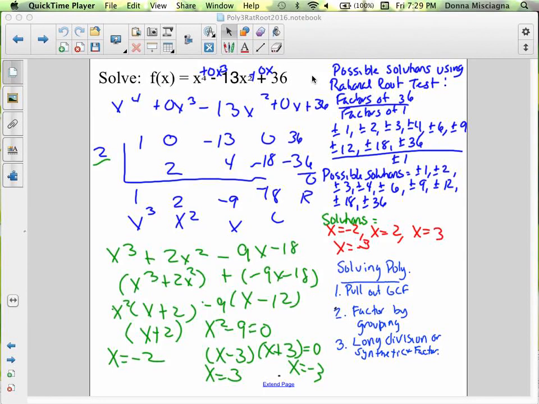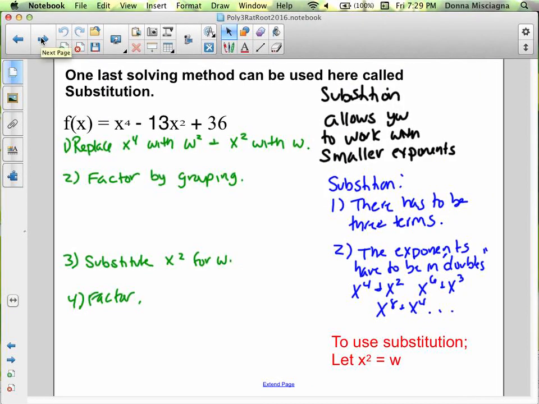Welcome. So we solved this problem in our last podcast. And so we used rational root test and then factor by grouping and factoring a difference of squares to find our 4 solutions. We're going to solve this same problem a different way. And this new way that we're going to learn is called substitution.